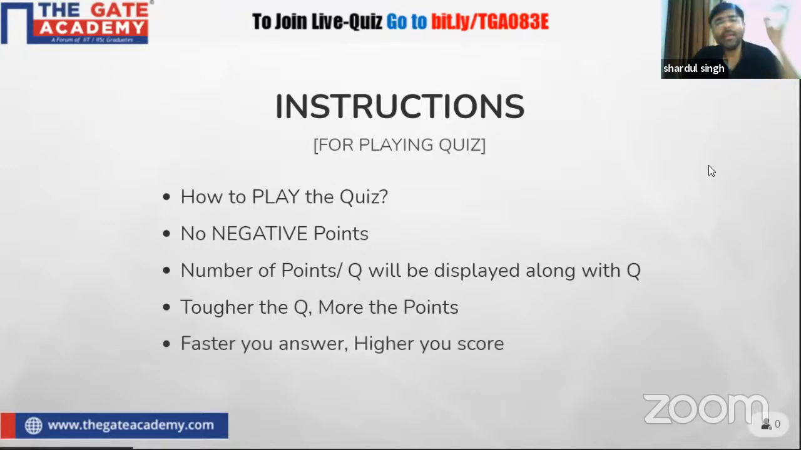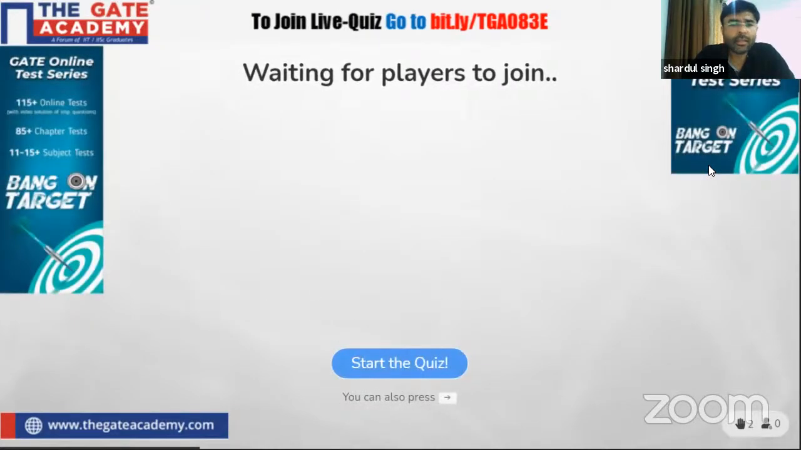And the last thing, the faster you answer, the higher marks you will get. Means if you are attempting a question within a given time frame, you'll be scoring more marks, and if you exceed the time, then the score which you will be getting will be a little bit less. So let us start the quiz now, and I'll be waiting for the students to join the quiz.